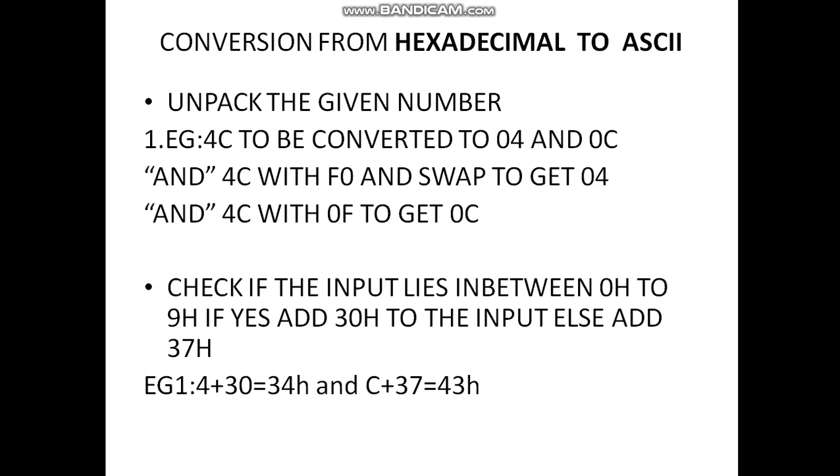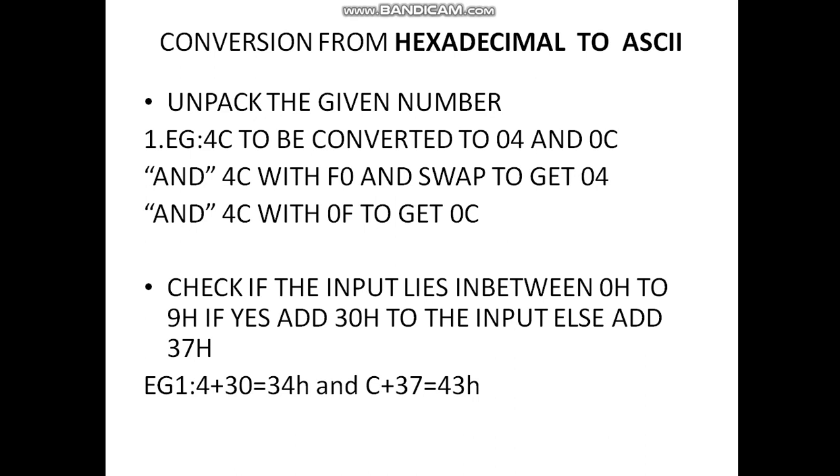Let us see how hexadecimal to ASCII conversion is performed. First, you need to unpack the given number. Let me consider an example of 4CH. First, unpack the number. Unpacking means getting it into unpacked BCD format. So you get the result as 04 and 0C.